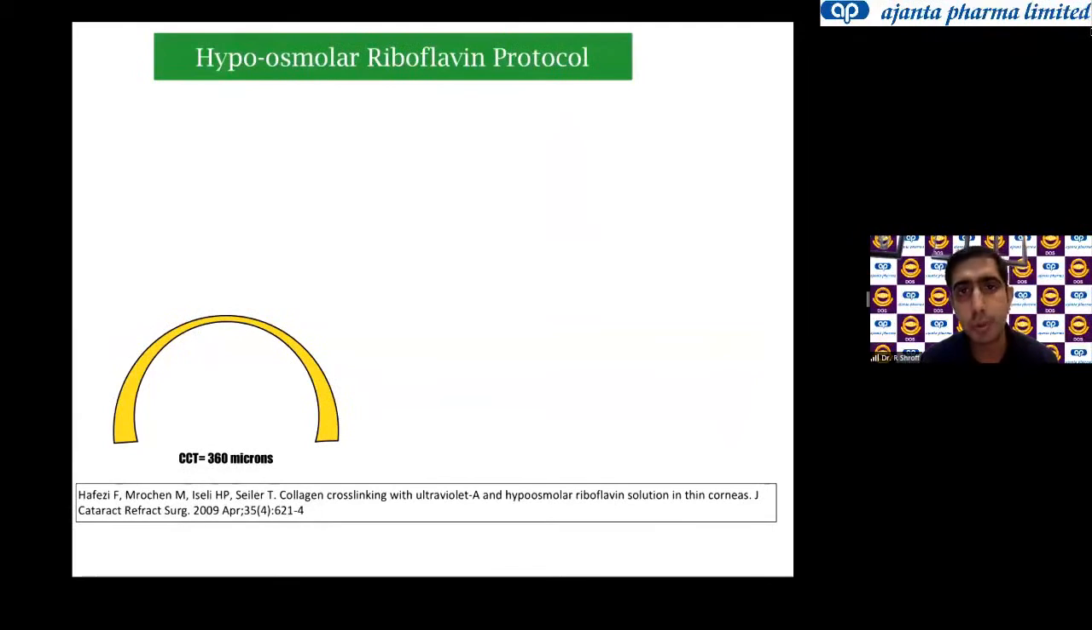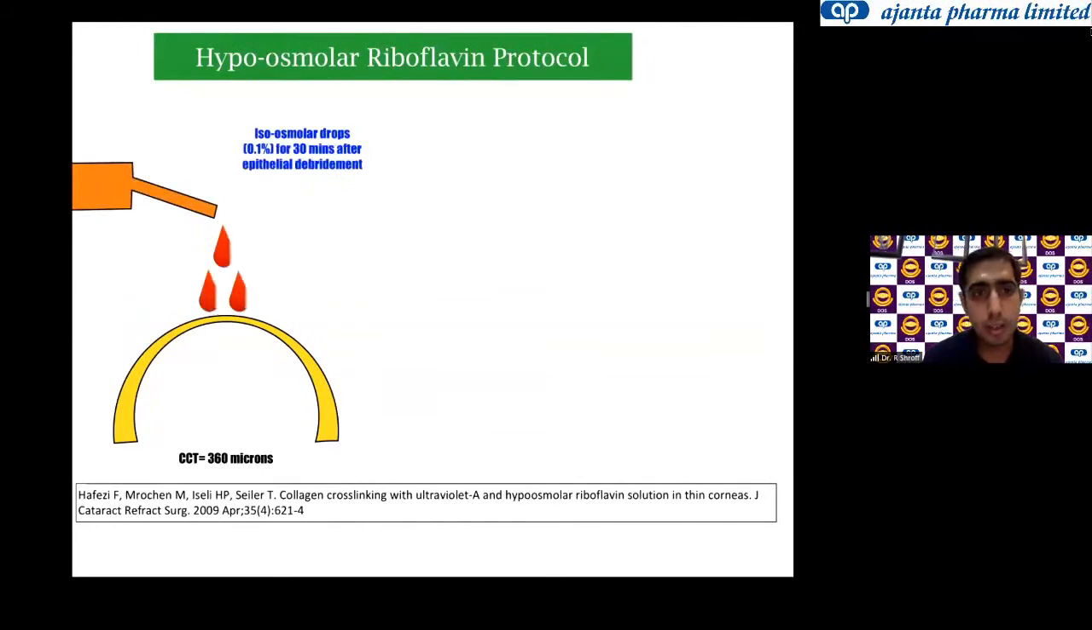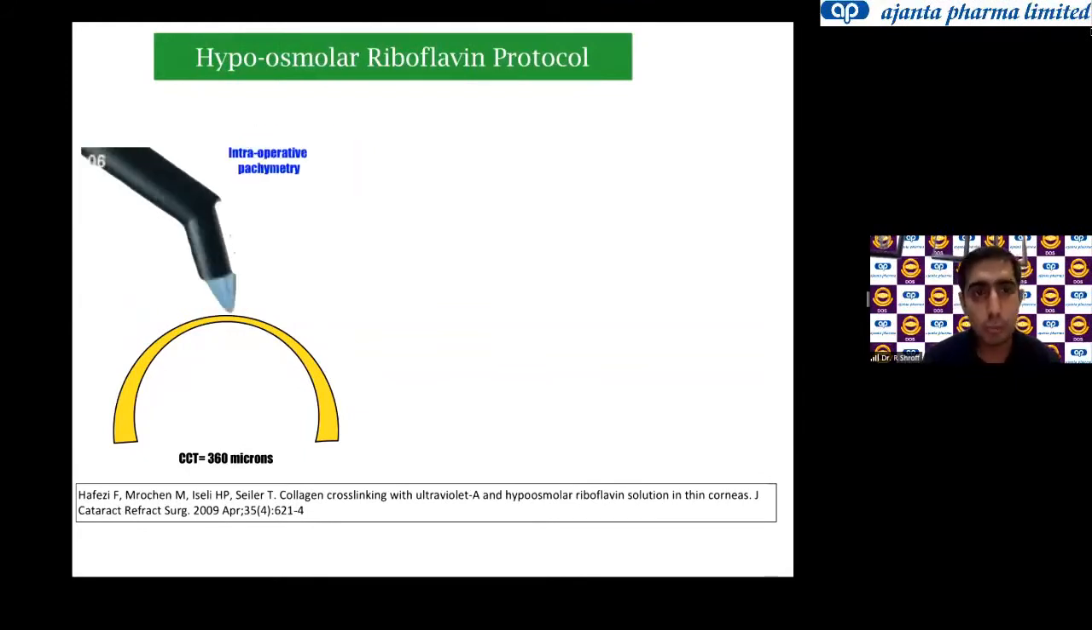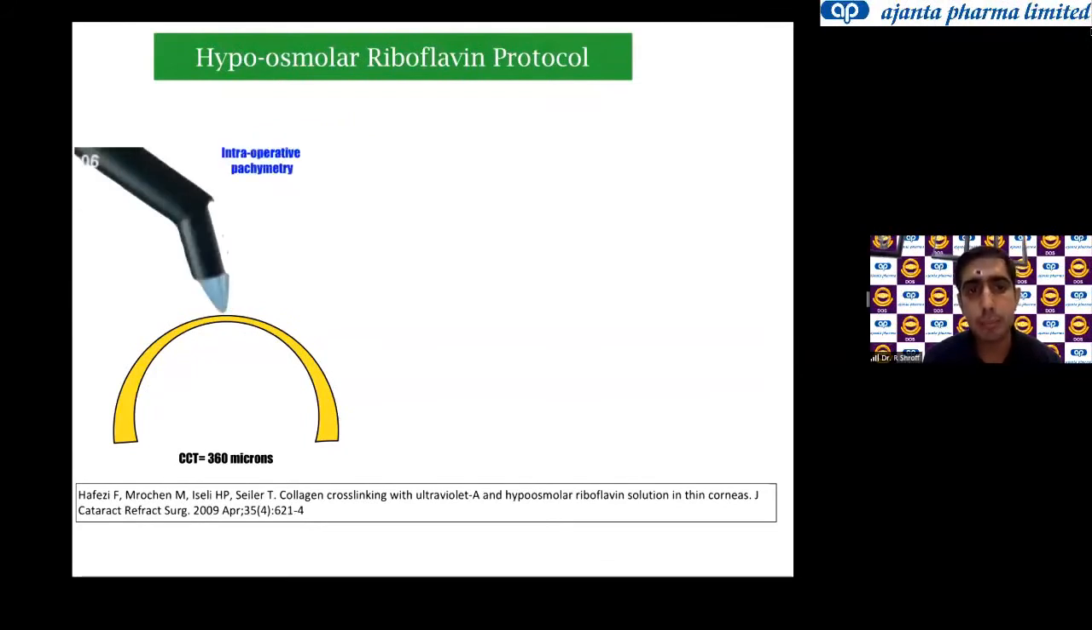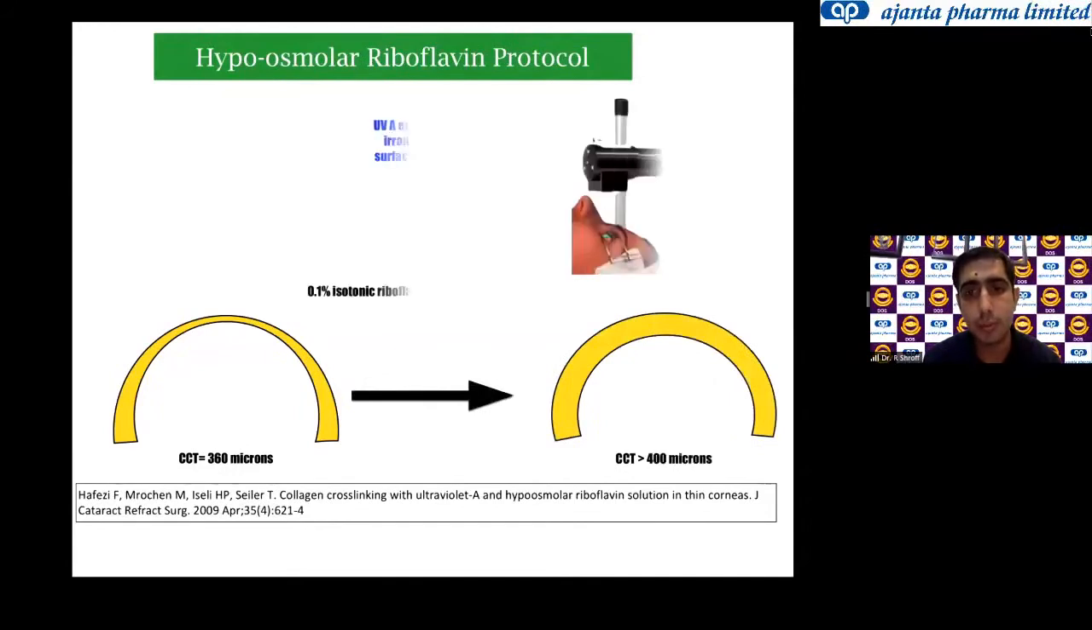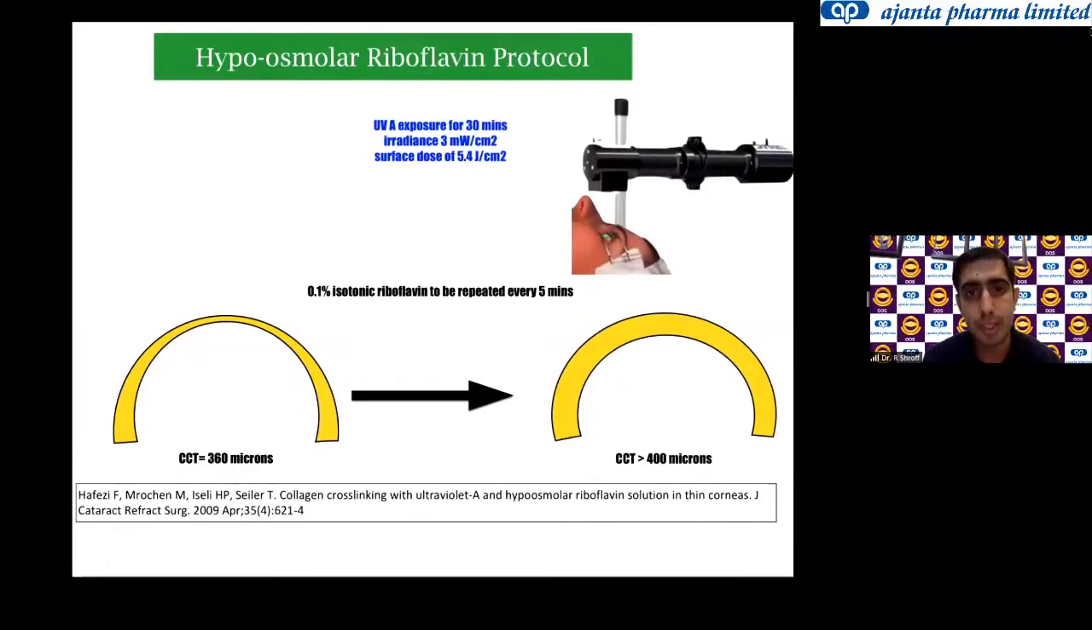When we come to the protocol for thin corneas, that's the hypoosmolar riboflavin. In this protocol, you're using 2 riboflavins. Initially, you use the isoosmolar drops every 3 minutes. You have to instill it after debridement, followed by doing pachymetry, and then after that, you start instilling the hypoosmolar riboflavin every 20 seconds for 5 minutes. On pachymetry, if the cornea has swelled up to greater than 400 microns, then go ahead with the usual Dresden protocol for doing the cross-linking procedure.